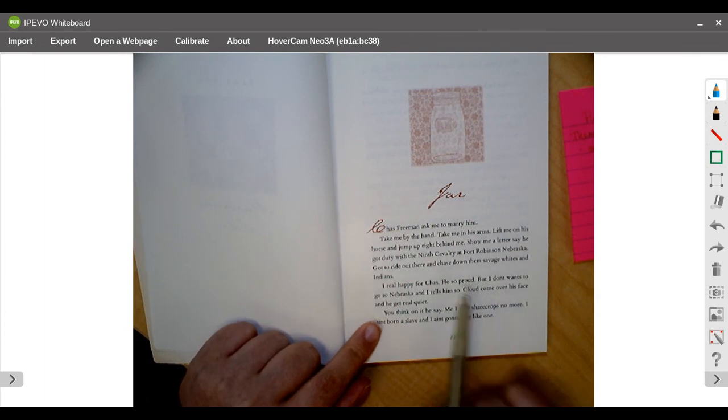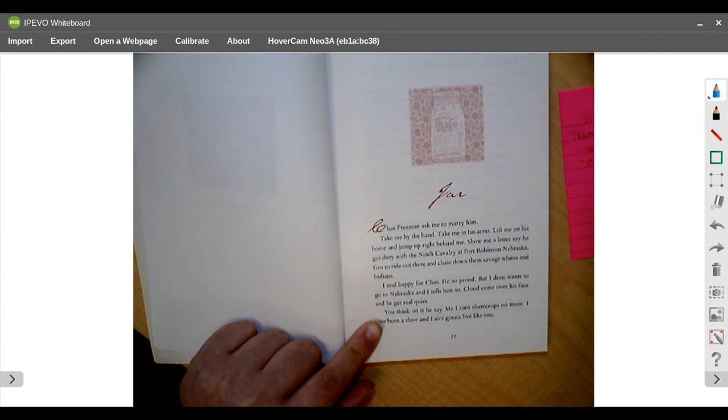So there seems to be some sort of conflict here. So I might write that down in my close reading too: conflict.